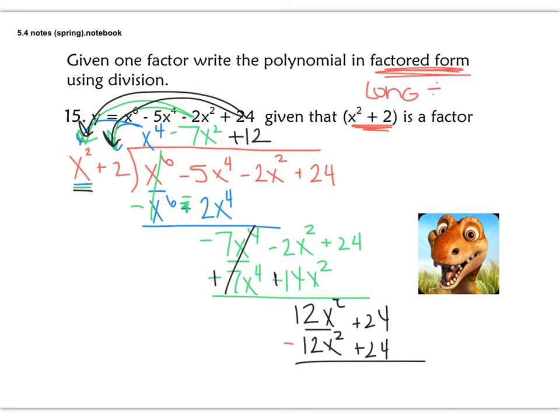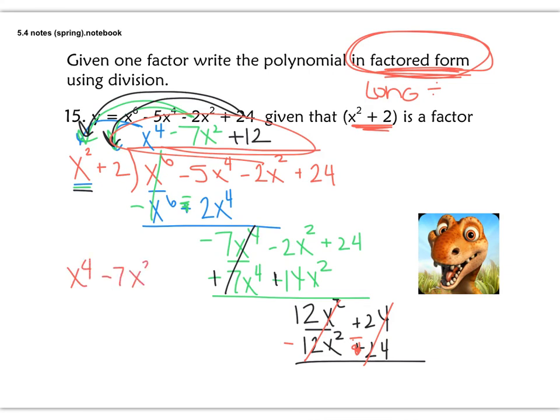And then we know we have to change our signs. So that cancels, and so does that. And again, since I gave you one of the factors, it's not a trick, you should get 0 for a remainder. All right, now the directions want factored form, fully factored. So the answer I got, x to the fourth minus 7x squared plus 12, needs to be factored further.